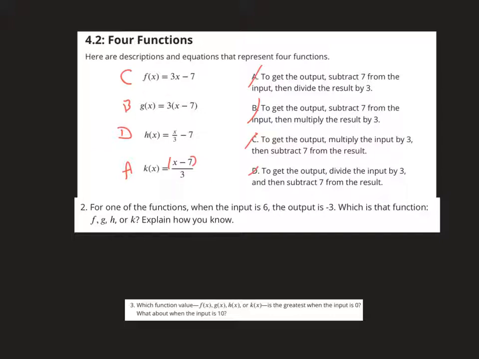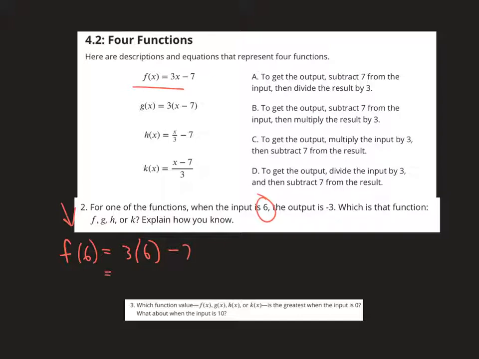I suppose you could put these functions into Desmos and build a table, but it really takes too much time. We could do this by hand very quickly. So our first function is the F function, and we're looking to use an input of 6, or in function notation, f of 6 equals 3 times 6 minus 7. 3 times 6 is 18 minus 7. 18 minus 7 is 11, which is not -3. So it's not that function.